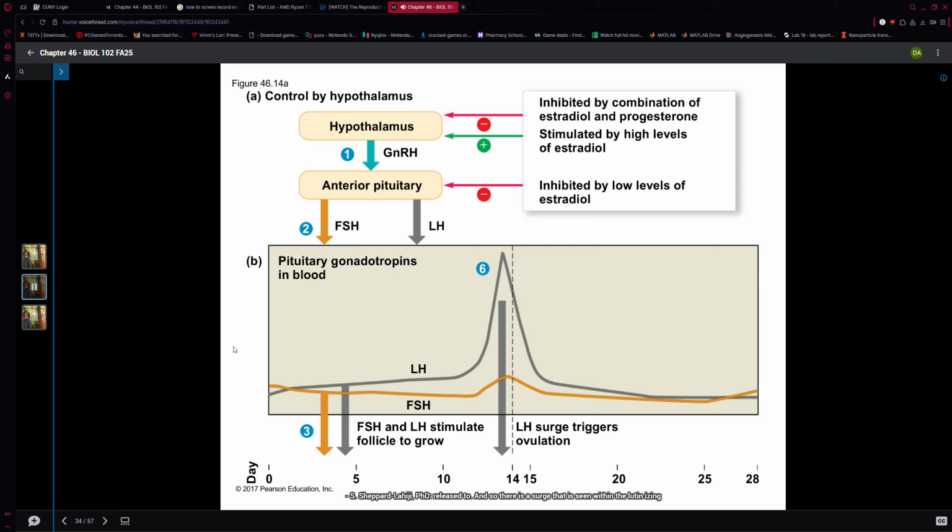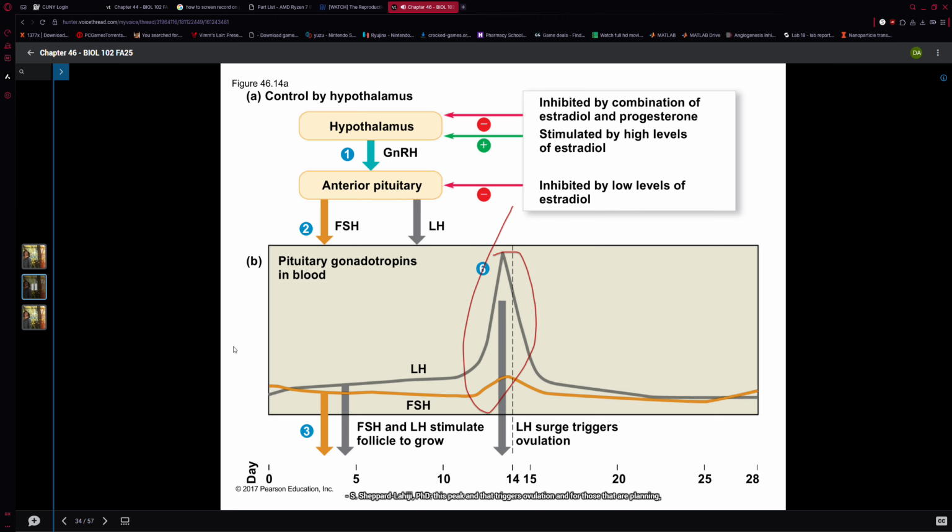There is a surge seen within the luteinizing hormone, and that is going to promote ovulation. That surge will promote the transformation of the ruptured follicle into the corpus luteum that we discussed earlier. We can see that around day 14, we have this peak, and that triggers ovulation.